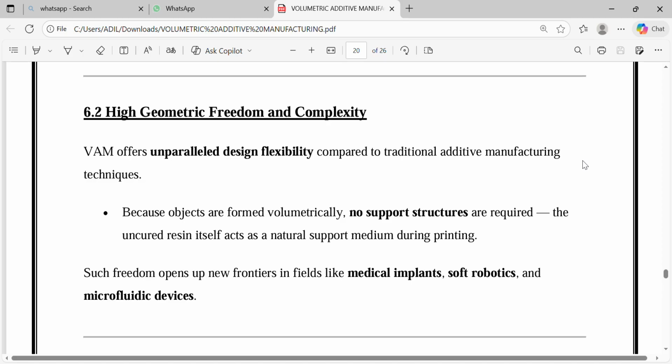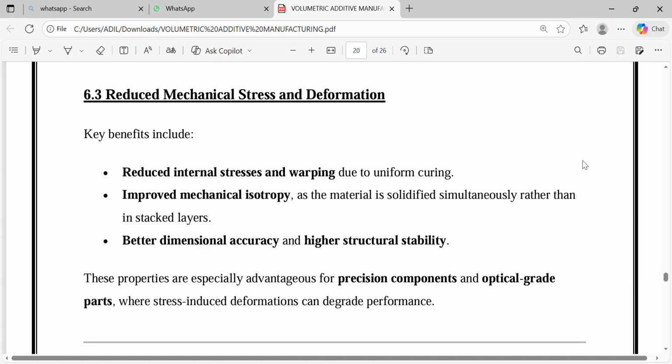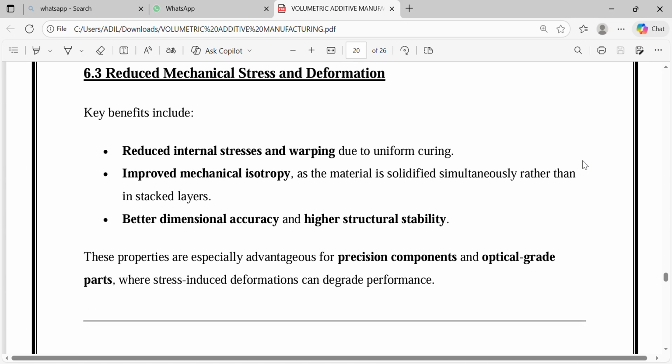Mechanical isotropy refers to uniform material properties, consistent performance and reduced anisotropy. Reduced mechanical stress and deformation. Key benefits include reduced internal stress and warping due to uniform curing, improved mechanical isotropy as the material is solidified simultaneously rather than in stacked layers, better dimensional accuracy, and higher structural stability.